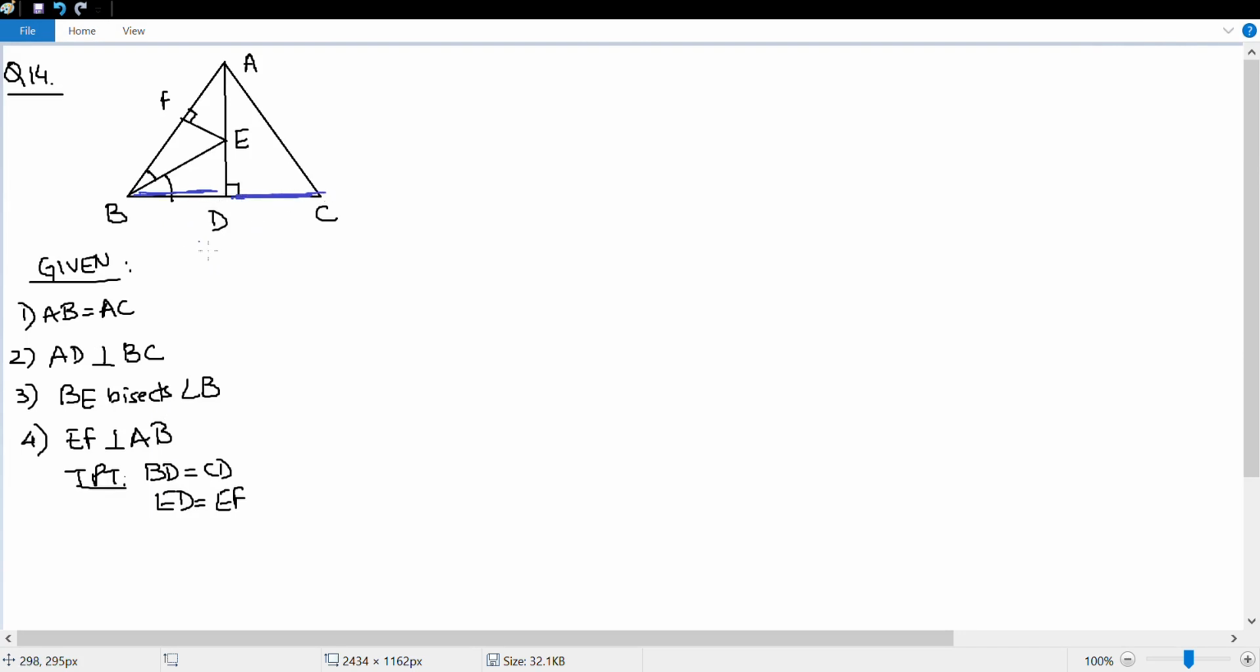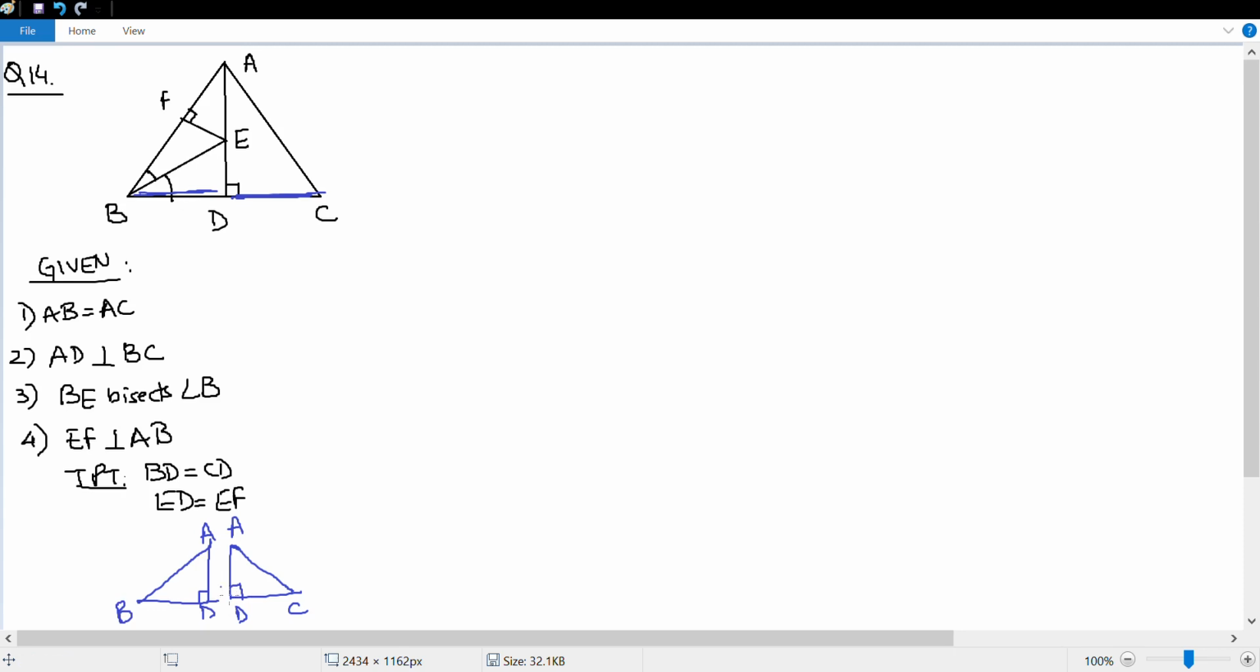Now, which two triangles are they a part of? Yes, they are a part of the big triangles ABD and ACD. So let me just draw them separately. This is my first triangle and this is my second triangle. This is given as 90, this is 90, A, this is B, D and C and B. Let's see what else is given equal.